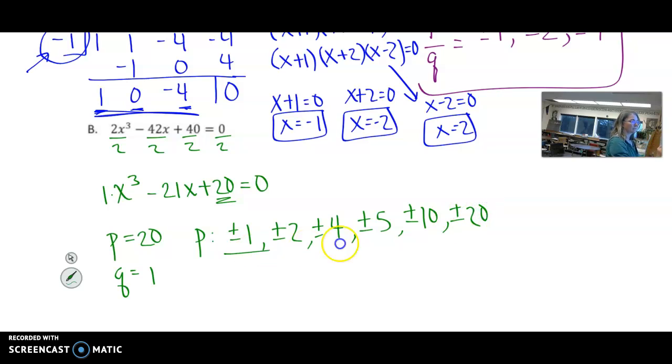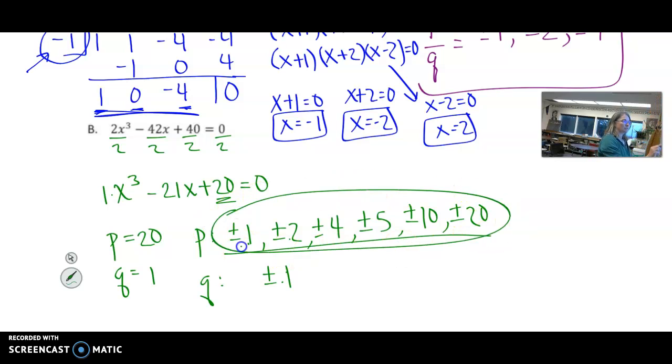And then my factors of q are just plus or minus 1. And so just like the previous example, when I put each of these over the 1, it's just going to come back to these possibilities right here. And that is 1, 2, 3, 4, 5, 6 times 2, because you have the positive and negative. That's 12 possibilities.